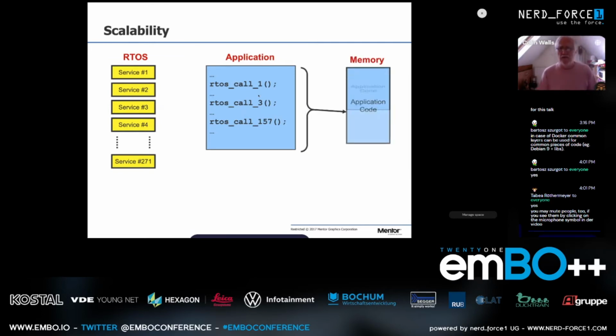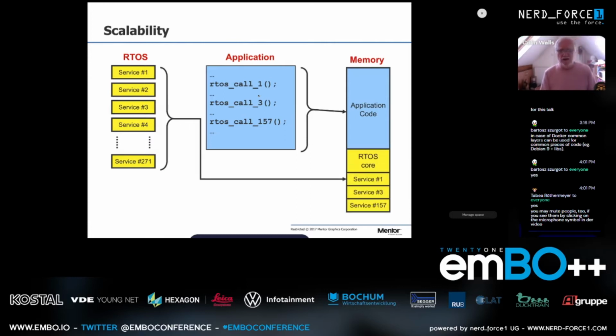Well, we would expect it to have the application code, obviously, and another chunk of code, which is the operating system. That would include the core of the RTOS, so that's the scheduler and stuff like that. And it would include the code for service calls 1, 3, and 157. What about the other 268 service calls that are available? The answer is they were never taken out of the library. They're not included in the target. That's what scalability is all about. So the target memory image contains the code you need, nothing more, nothing less.